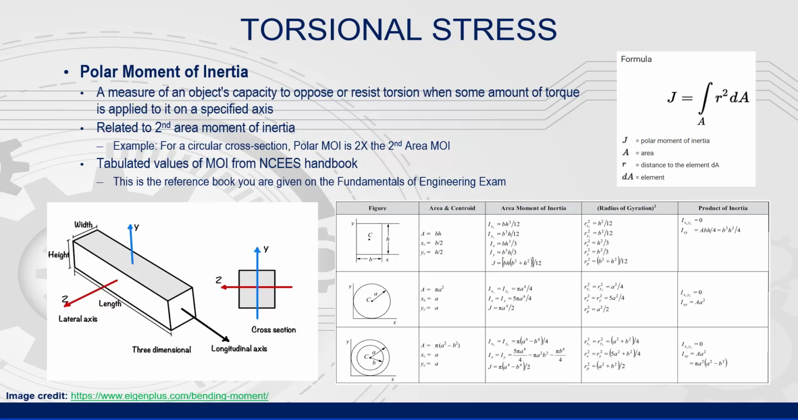First, we need to define the polar moment of inertia. This is a geometric property of a given cross-sectional shape and size to resist twisting about the beam's longitudinal axis. This property is related to the second area moment of inertia and has the same units. The tables shown provide derived polar moments of inertia for common cross-sectional shapes. It also can be derived through integration with respect to the area.